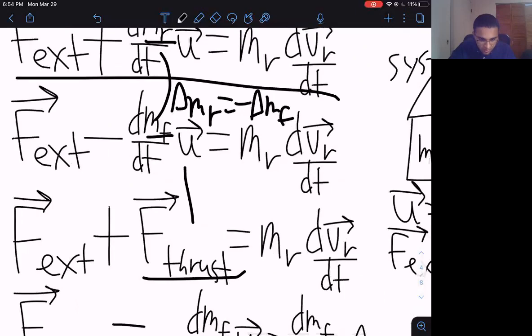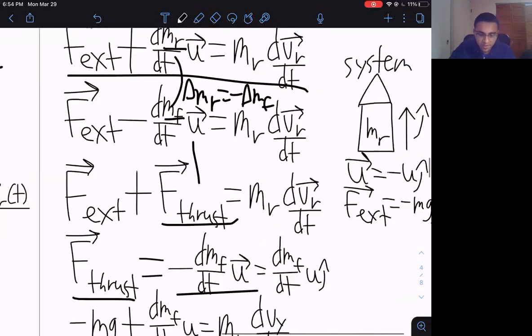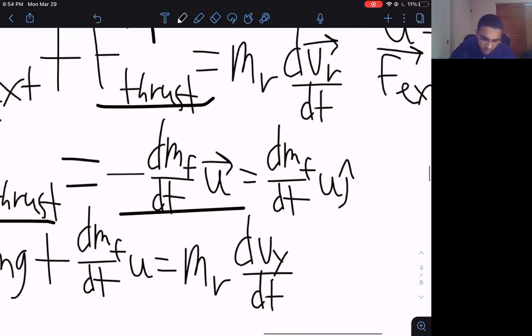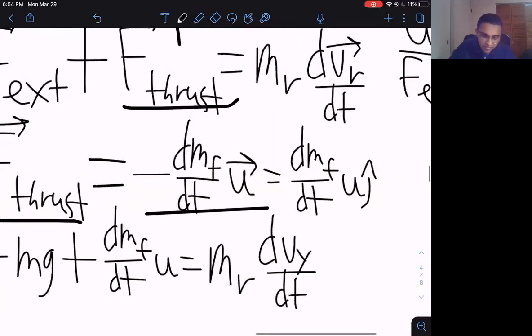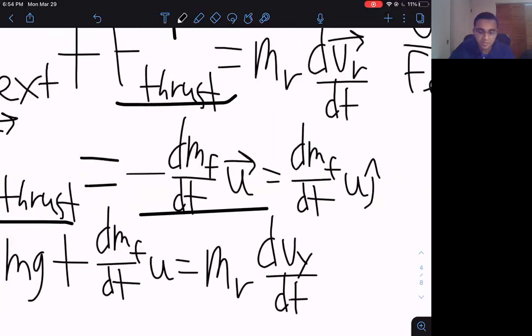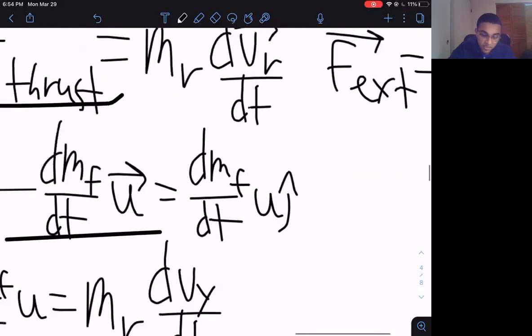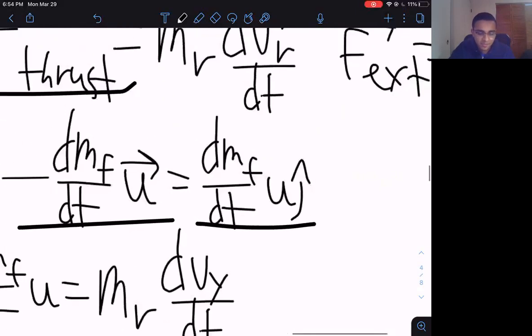Yeah, so this is just the force of thrust that we identified in the expression that we mentioned before. And this is equal to the negative derivative of mass of fuel with respect to time times u. And so, what we did over here, where did the negative go? What we did was we turned this vector into a scalar.